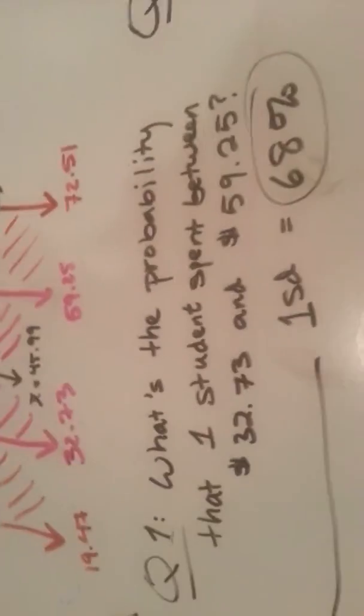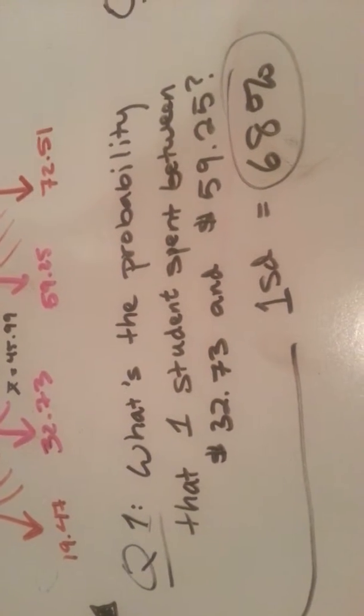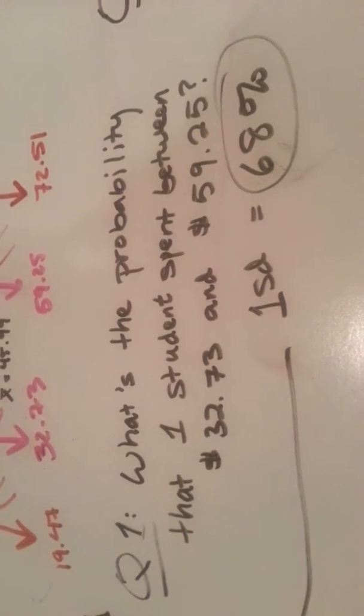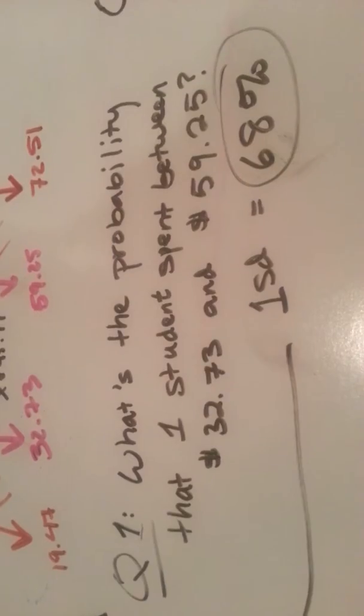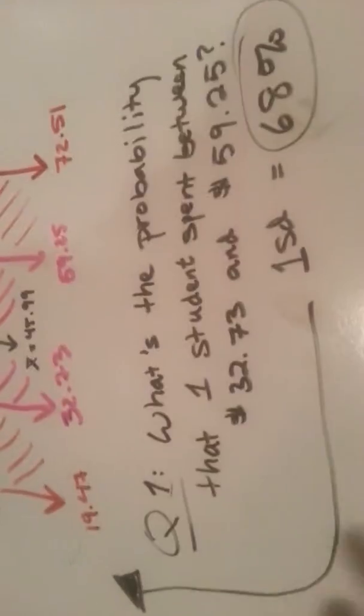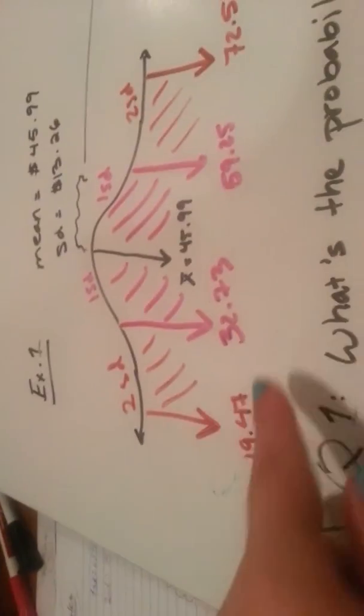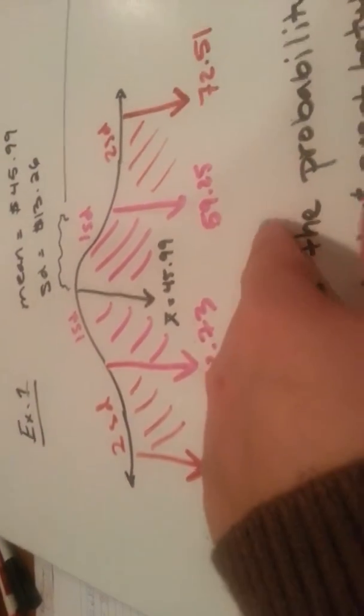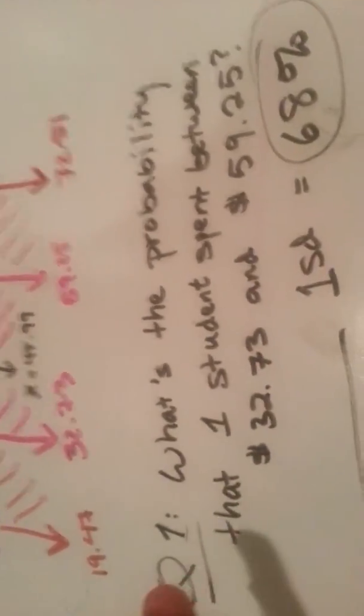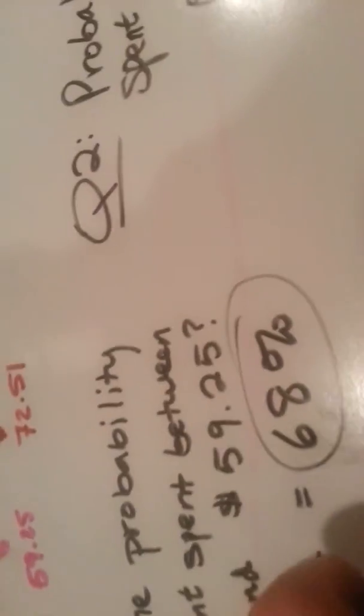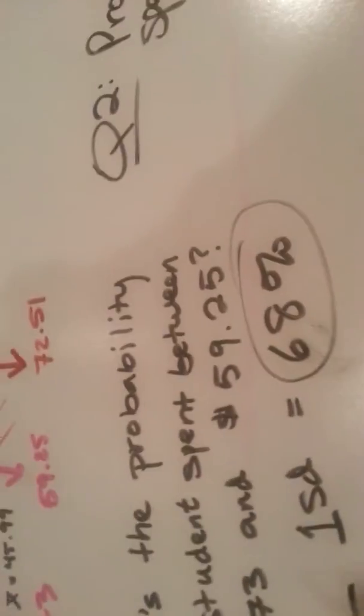So the first question we're going to ask is, what's the probability that one student spent between 32.73 and 59.25? And so you're going to look back up here. We did this first standard deviation. There's 32.73. There's 59.25. That's what the question asks for. 1 standard deviation, looking back up here, is 68%. So that's the probability. Simple as that.